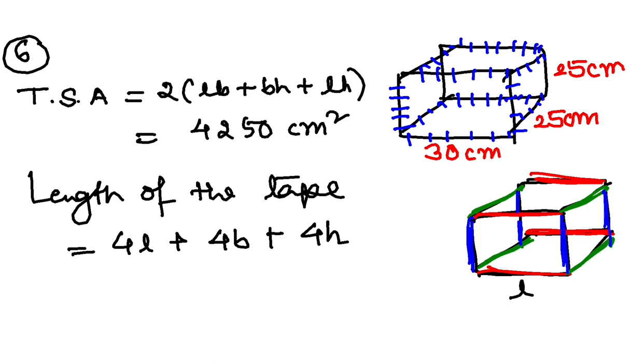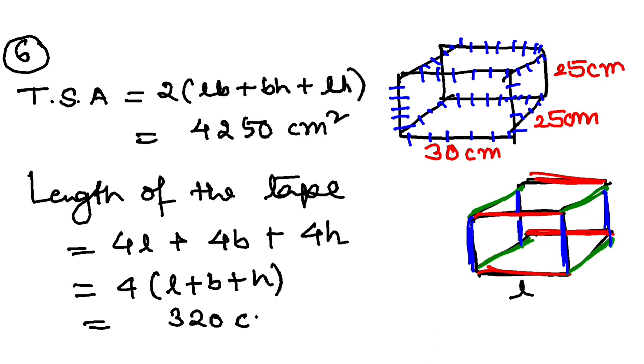Okay, so 4 lengths, 4 breadths, 4 heights, so I can take 4 common, 4 into (L + B + H). You can put the values and calculate, and you will get 320 centimeter. Because it is a length, this would be cm, not centimeter square. Alright, so that is question number 6. Now let's go to question number 7.